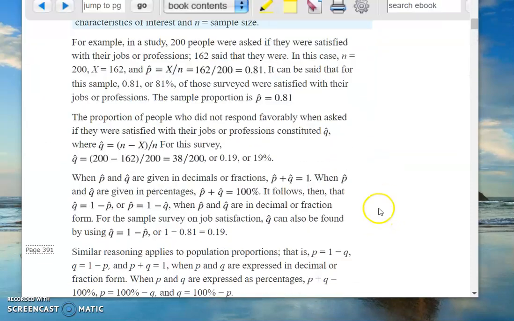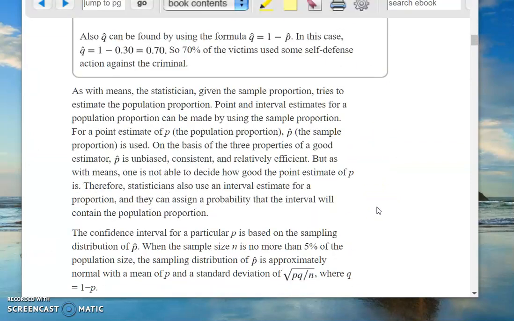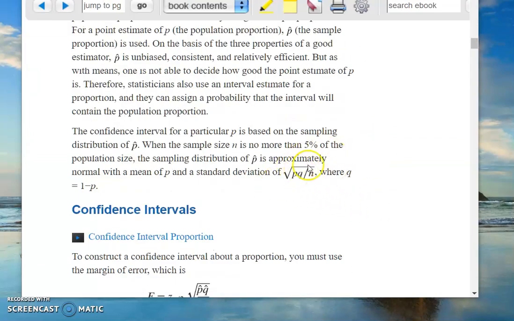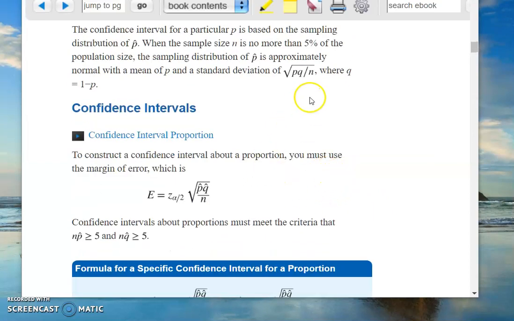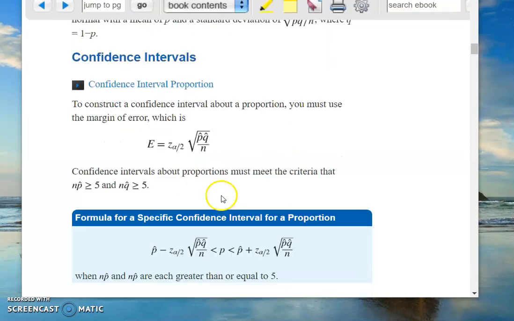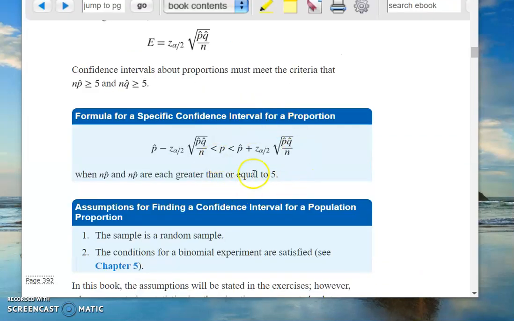So, I'm sorry, I'm bouncing around here. Right there. That is what we're going to be multiplying by, the standard deviation. Okay? Now, it looks a little different, doesn't it? Here it's PQ over n. Here it's p hat q hat. Well, we don't know what p is. If we knew what p is, we wouldn't be going through this, right? So what we do is we substitute the p hat and the q hat in place of the p and the q.